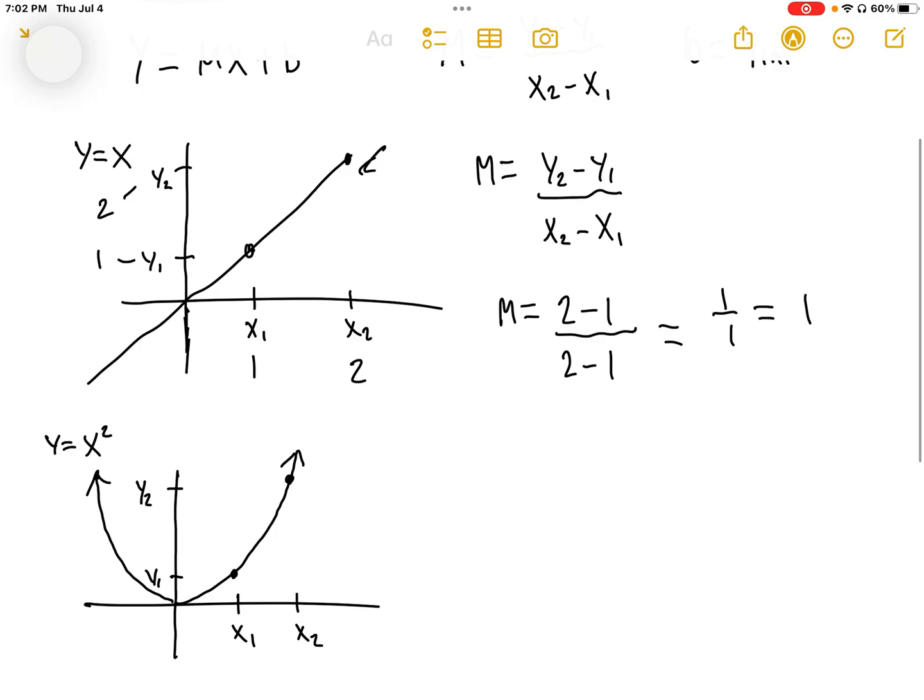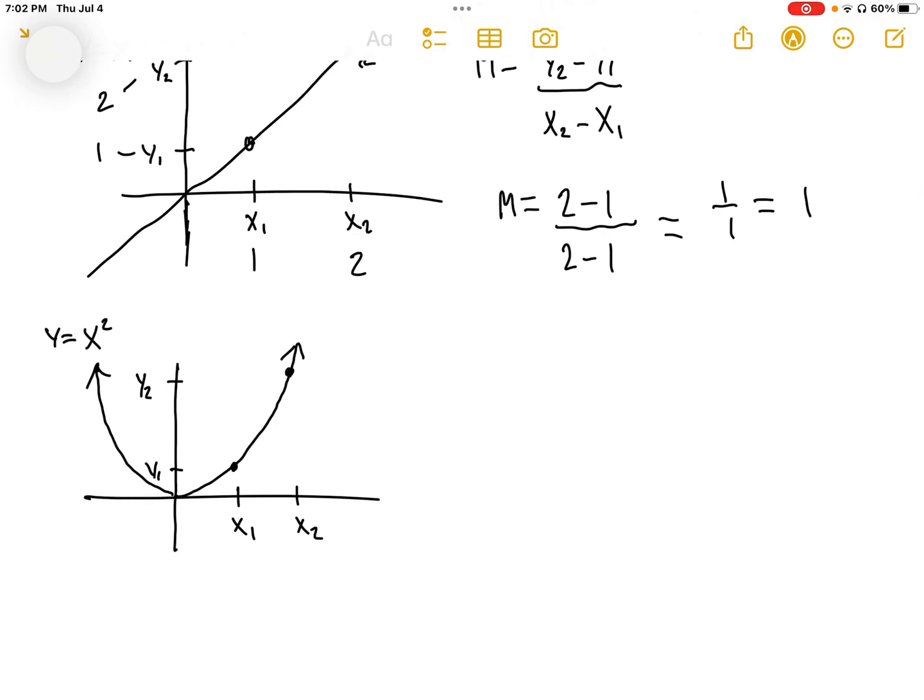But the problem is, if we're doing that, it's going to give us the slope of the secant line, which is here, secant line, and this is not the actual slope of anything on the graph of x squared. It's the average slope between x2 and x1.